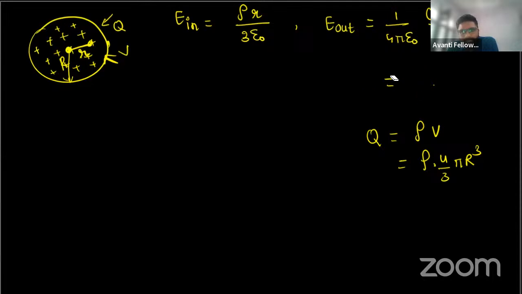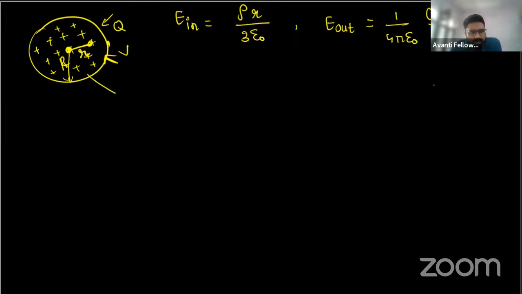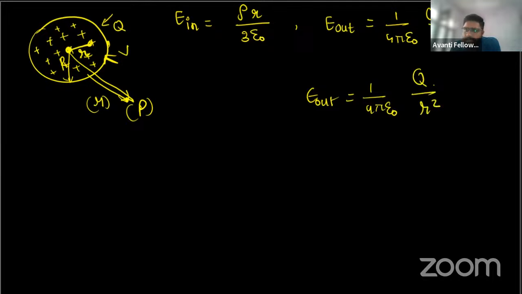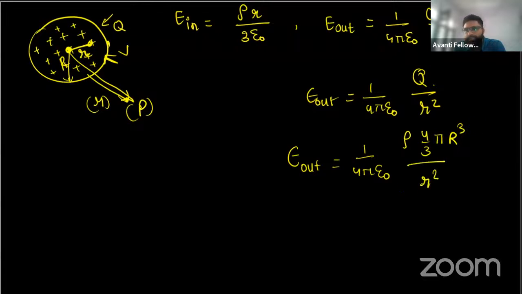At any common point which is outside, let's say we have considered this point P which has a distance of small r from the center, so E outside will be written as 1/4 pi epsilon naught Q upon small r square. Now the definition of Q will remain the same, Q is the total charge given to the total volume, so the value of rho we derived will remain the same, 1/4 pi epsilon naught, it will be rho 4 by 3 pi capital R cube divided by small r square.